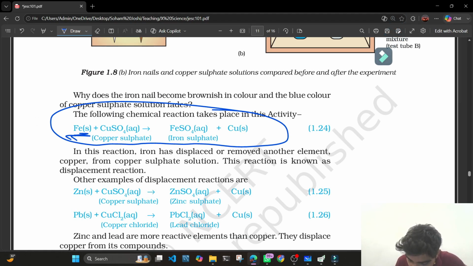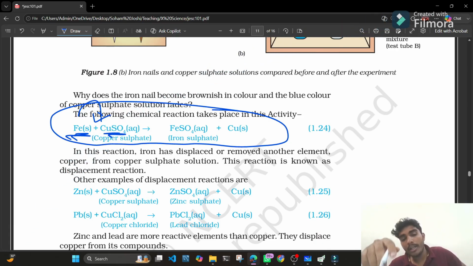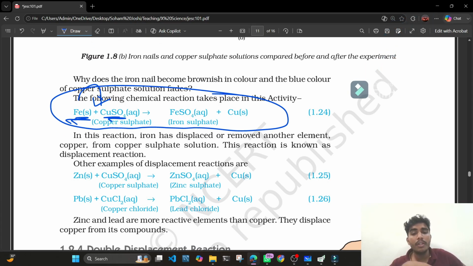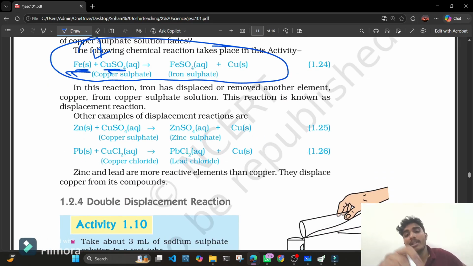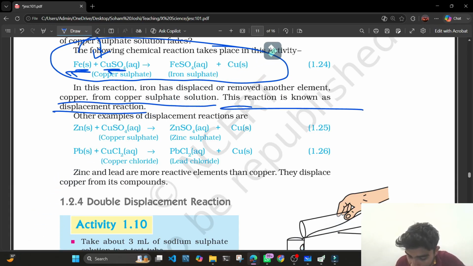मेरे पास पहले Fe अलग था, कॉपर सल्फेट का सोल्यूशन था. When I put Fe in copper sulfate solution, I get iron sulfate plus copper. So you can see that the copper in the copper sulfate solution was replaced by iron and it formed iron sulfate solution. So basically, one element displaces the other element. Why this happens is because of the priority order that you will learn in class 11th. In this standard, you do not need to learn it. So basically, iron has displaced or removed the other element, that is copper, from the copper sulfate solution. This reaction is called a displacement reaction.